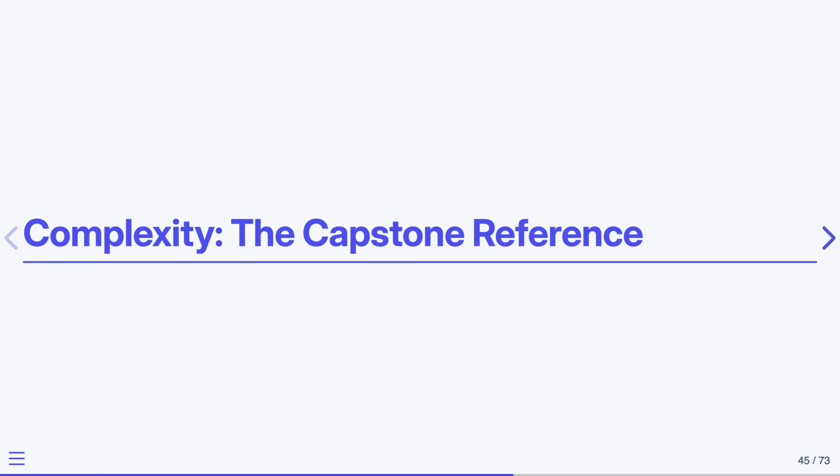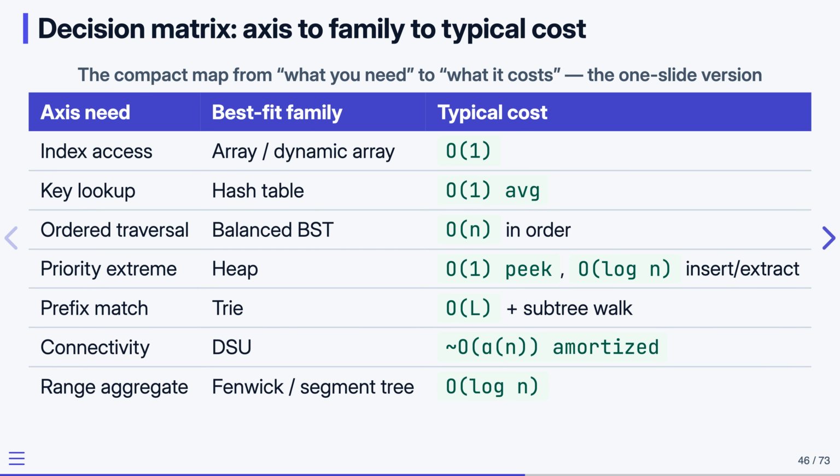We have matched 10 workloads to their best structure. Now let's gather all the costs into one place you can look up later. This table is the compact map from what you need to what it costs. Each row names an axis, its best fit family, and the typical price. Let's read them one at a time.